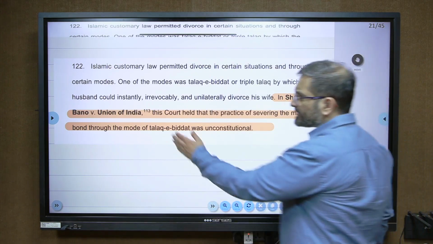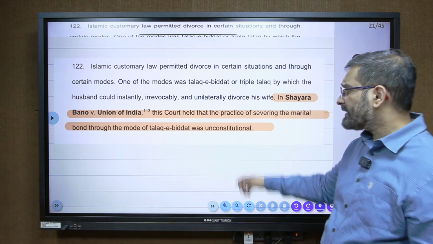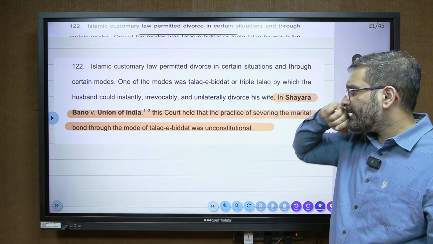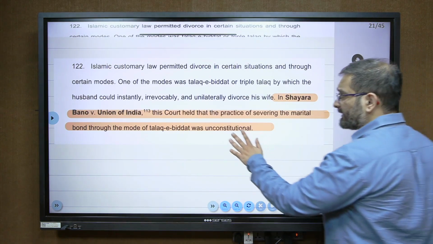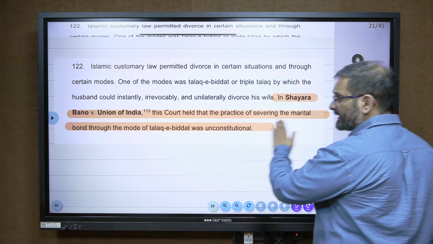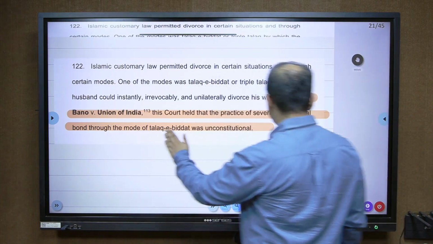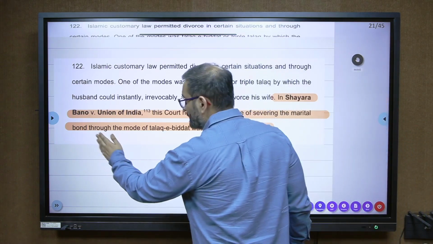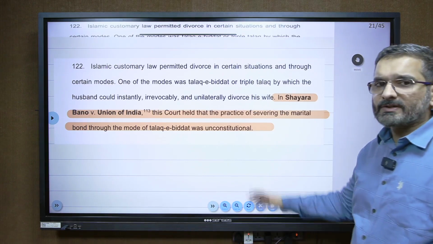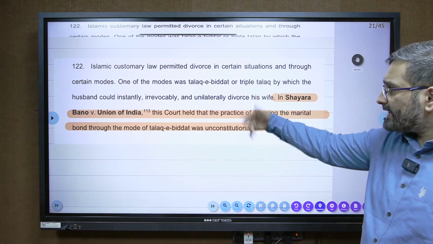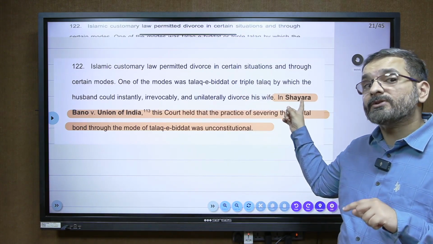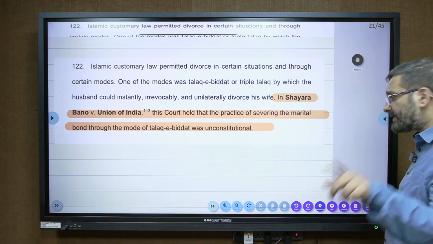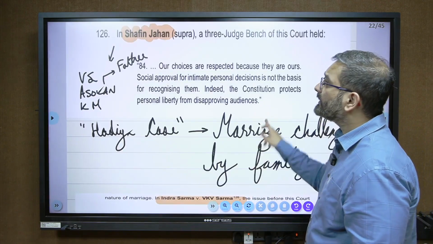In Shayara Bano versus Union of India, that is the triple talaq case, in which, by the way, I think the CJI was again in the minority. We'll just come to that at the end of the lecture. This court held that the practice of severing the marital bond, मैं इसको martial पढ़ रहा था, खैर can be a joke on marriage, but anyway, marital bond through the mode of talaq-e-biddat was unconstitutional. In which case was it held? Do not get confused. Shah Bano was all about maintenance of Muslim women. Maintenance is given where, as of today's CPC, is in section 125.